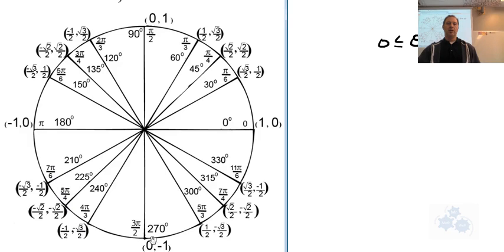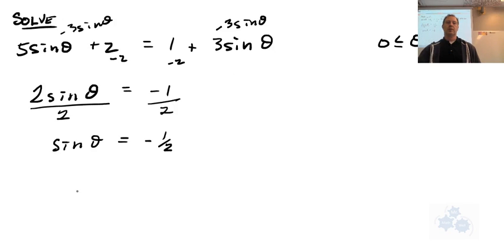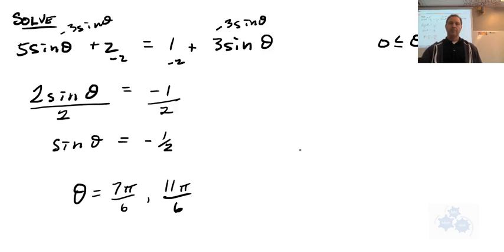The other one would be 11 pi over 6. So theta is then going to be equal to 7 pi over 6 and 11 pi over 6. Okay? And that's under the specified domain between 0 and 2 pi.